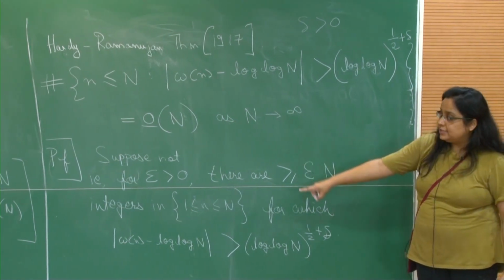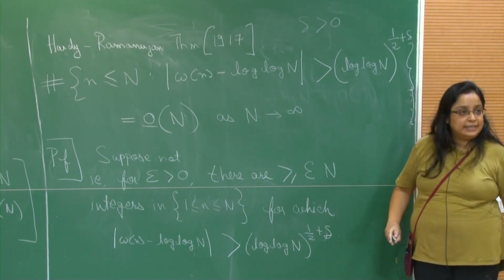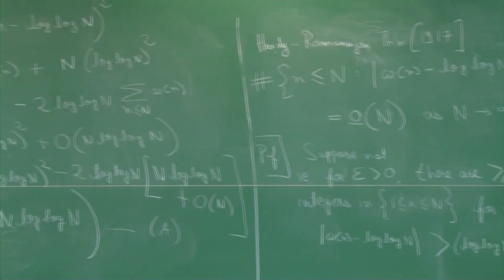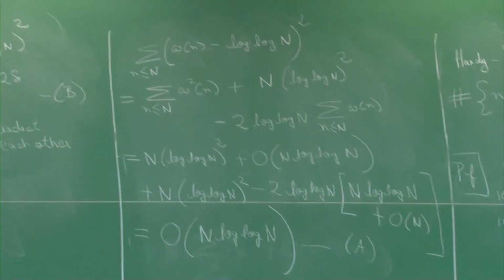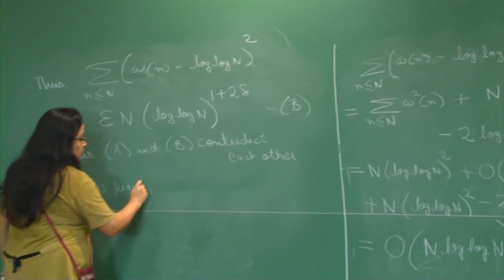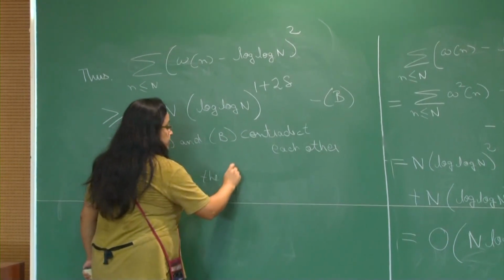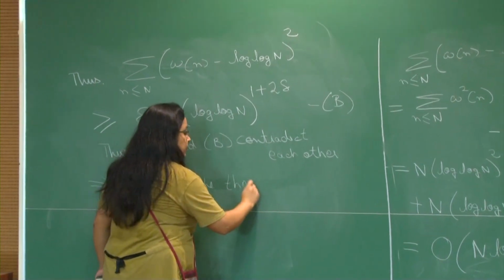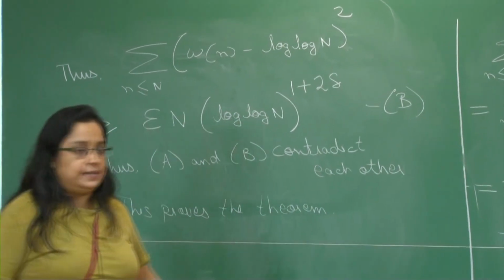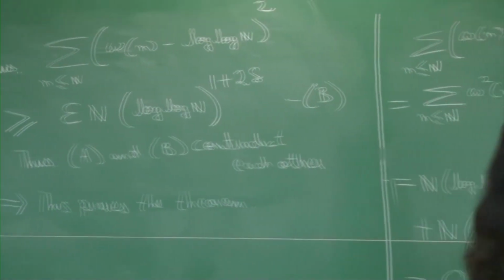Therefore, the number of such integers is little o of n. Therefore, this proves the theorem. Now, a nice corollary of this fact.